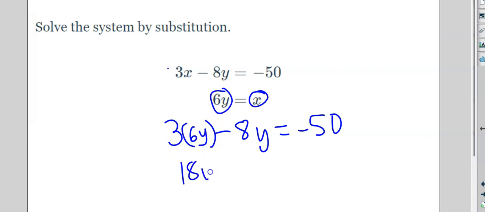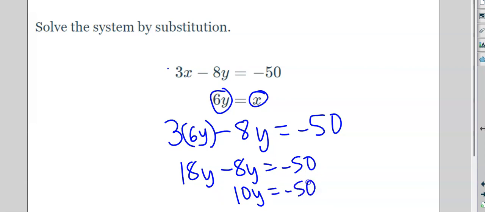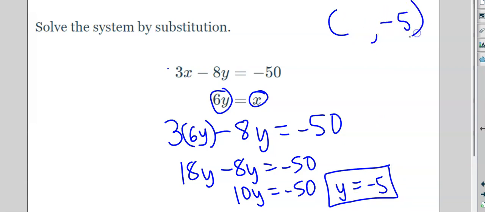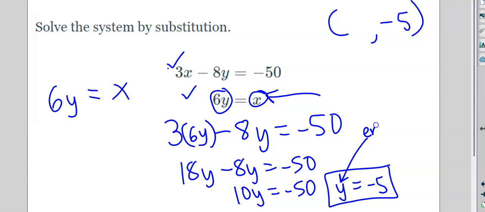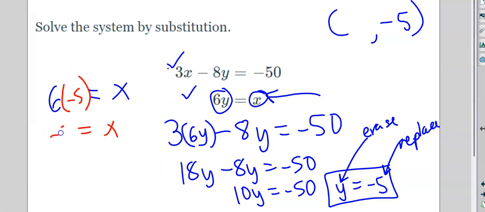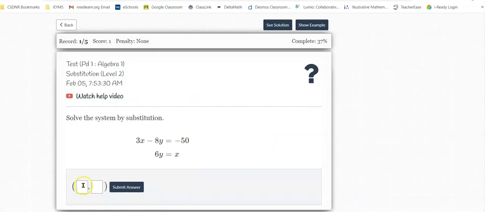Now we're going to distribute. We're going to combine, and we're going to solve for one letter, which is only half of our answer. Now you can choose any sentence, but I'm going to choose the second sentence because it's already isolated for x, and that's what I want to know. So I'm going to erase a y this time and replace it with a negative 5. Erase the y, replace it with a negative 5, and I get x is equal to negative 30. And there's our solution, negative 30, negative 5.